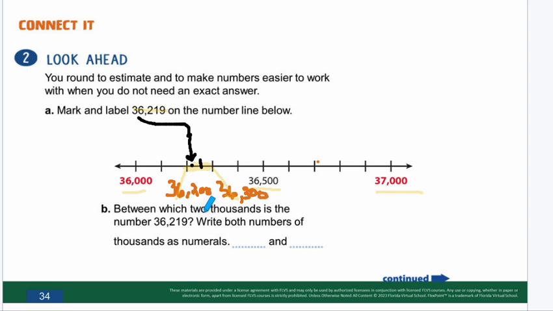So between which two thousands is this number? Well, I know it is between 36,000 and I know it's between 37,000.